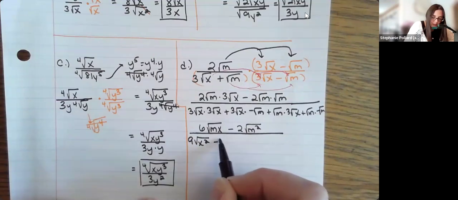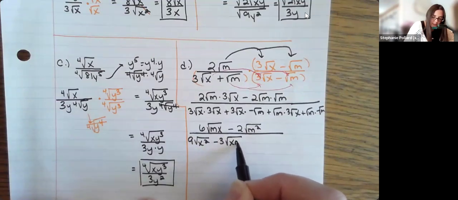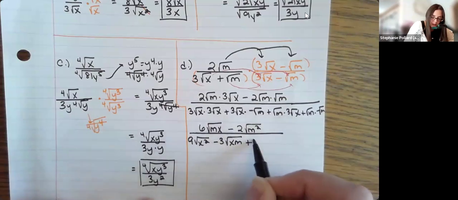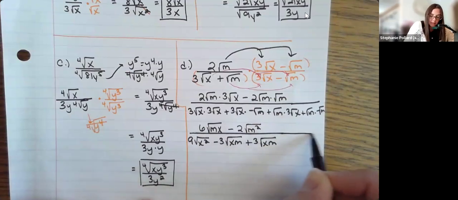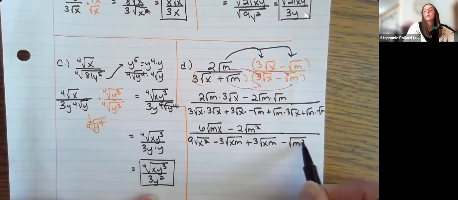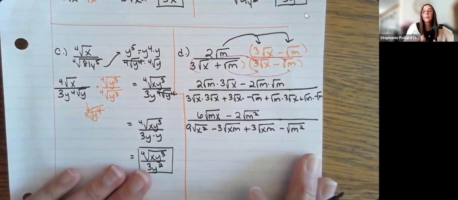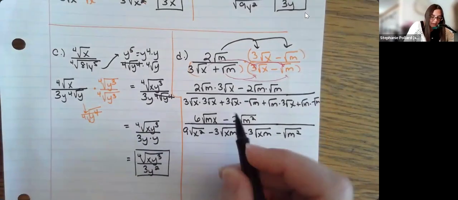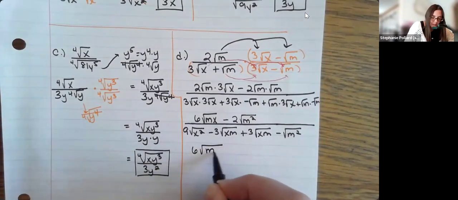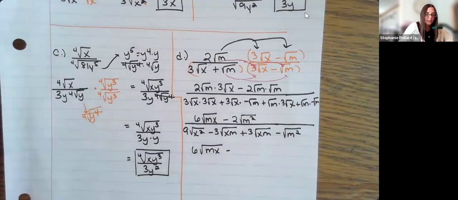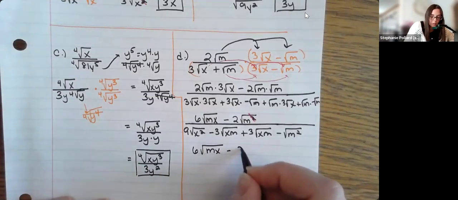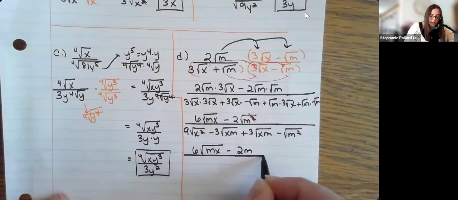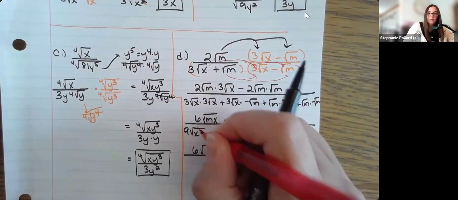Next, I have a negative 3 root xm. Here I have a positive 3 root xm. And again, you could write it as mx or xm. It doesn't matter. Here I have a minus m times m is m squared. Now I'm going to keep simplifying this. So I have a 6 root mx. Here, though, and again, I'm going to assume everything is non-negative, I should say. I'm going to cancel that square and root. So this becomes just 2m. In the bottom, the same thing, that square and root are going to cancel.